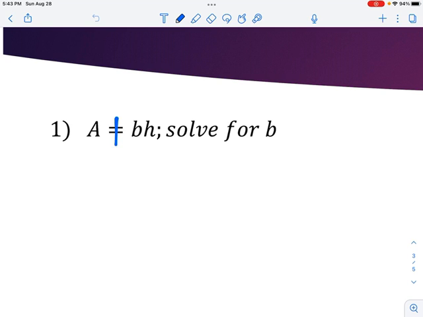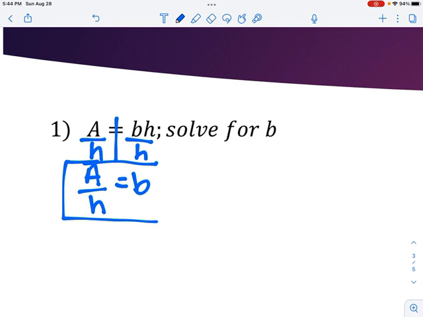Okay, so I look at the b, and if you notice, I have bh. Well, what that means is b times h. So to undo that, all I simply do is I divide by h. So b is equal to a over h. And that would be our answer to that.